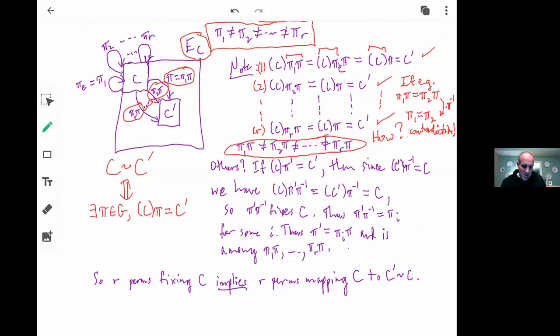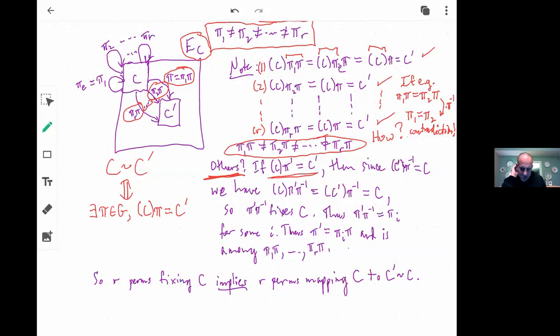Could there possibly be other things that moved us from C to C prime? Remember, what we're trying to show is that there's exactly the same number of things moving us from C to C prime as there are fixing C itself. If there are things fixing C, then there are things that move us from C to C prime. So are there others? Well, suppose that pi prime moved C to C prime. Here I'm assuming that pi prime moves C to C prime.